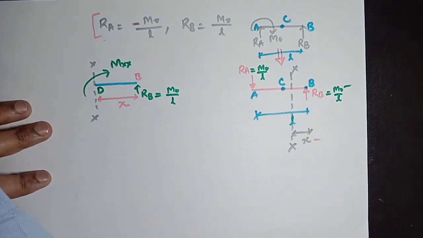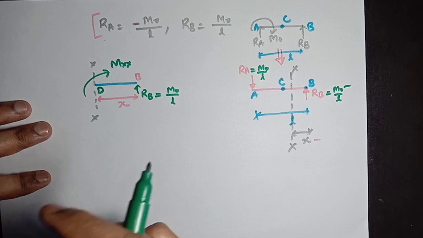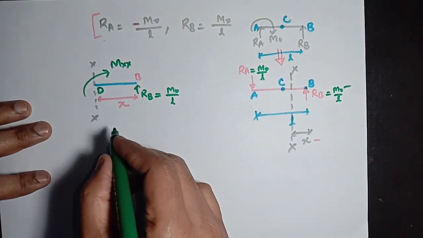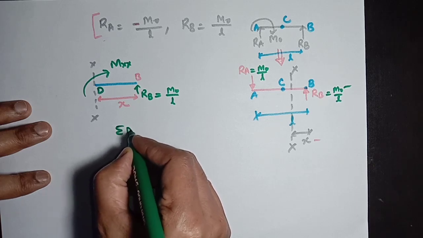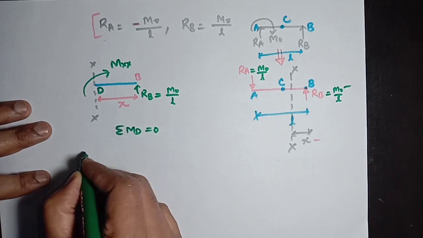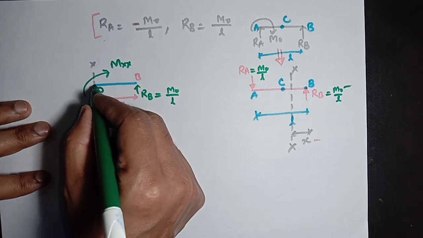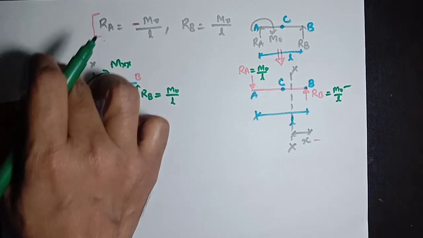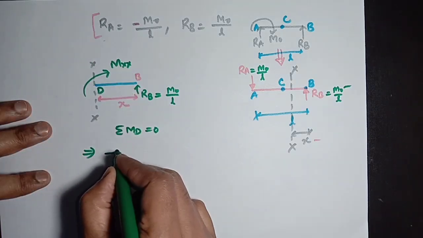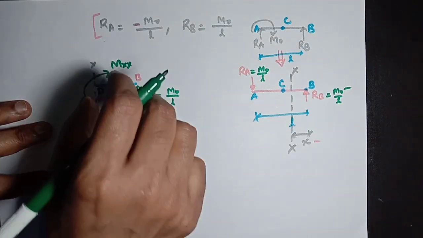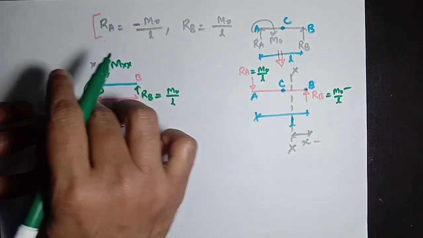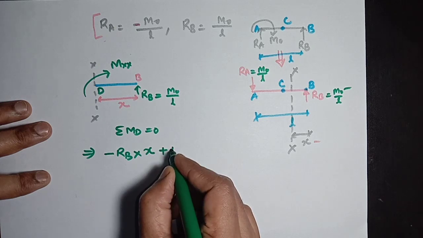According to the equilibrium equation of moment, the sum of moments about any point is 0. So the summation of moments about D will be 0, and about this point D there is a moment created by RB which is in the anticlockwise direction. So it will be minus RB multiplying with this distance X, and there is the clockwise moment which I have assumed, so it will be in the positive direction.